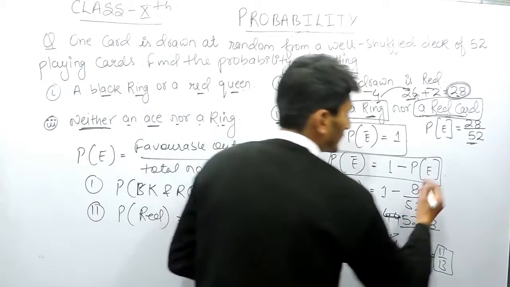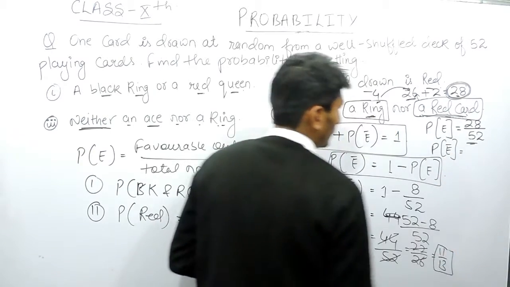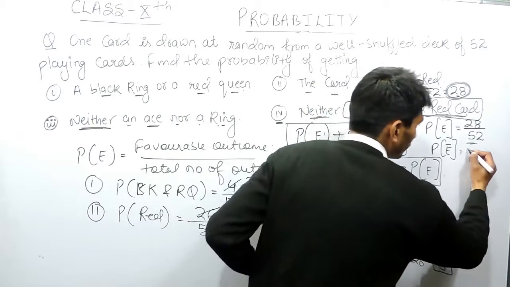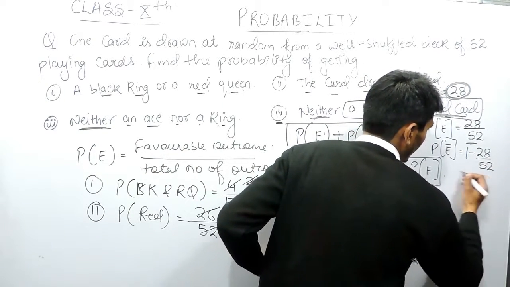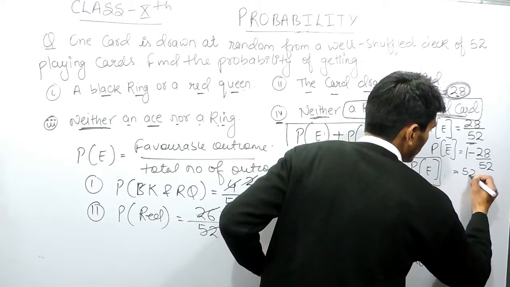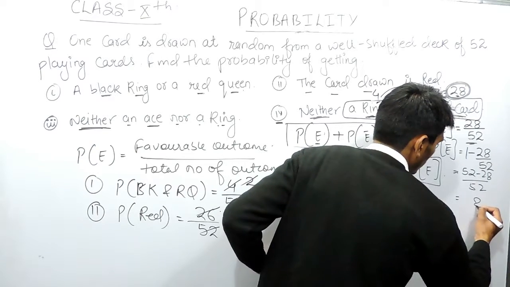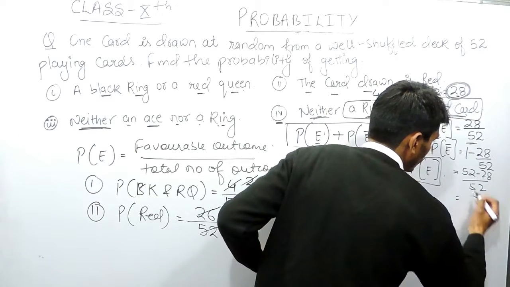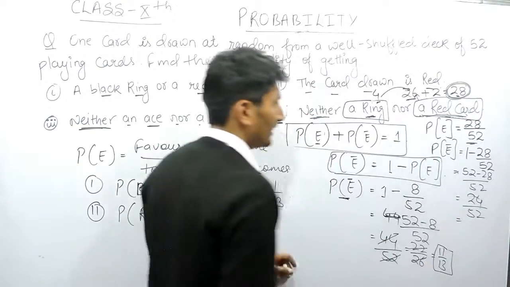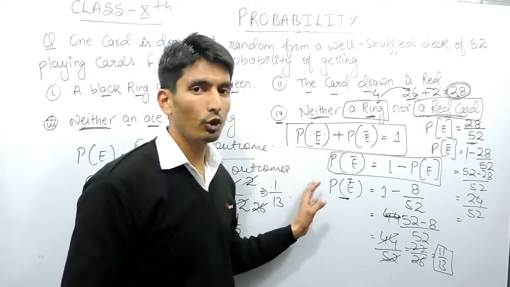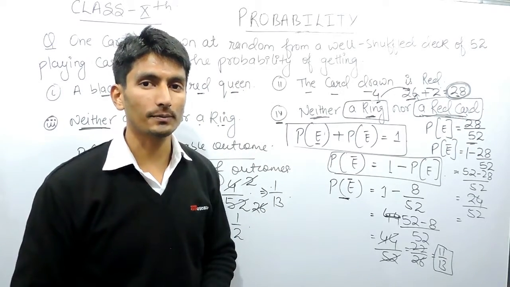So the probability of not getting this will be 1 minus 28 upon 52. If I subtract this, this will be 52 minus 28 upon 52, which is 24 upon 52. And if I cancel this, I'll get my answer for this fourth part. So this is how you can solve this particular question. Thank you.